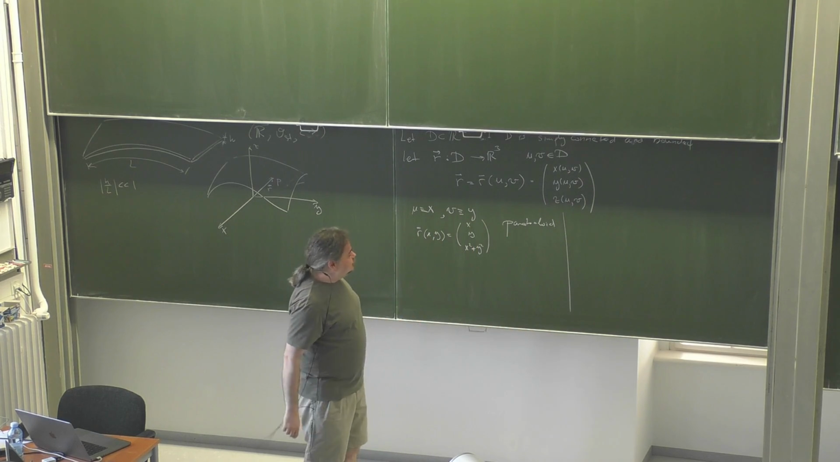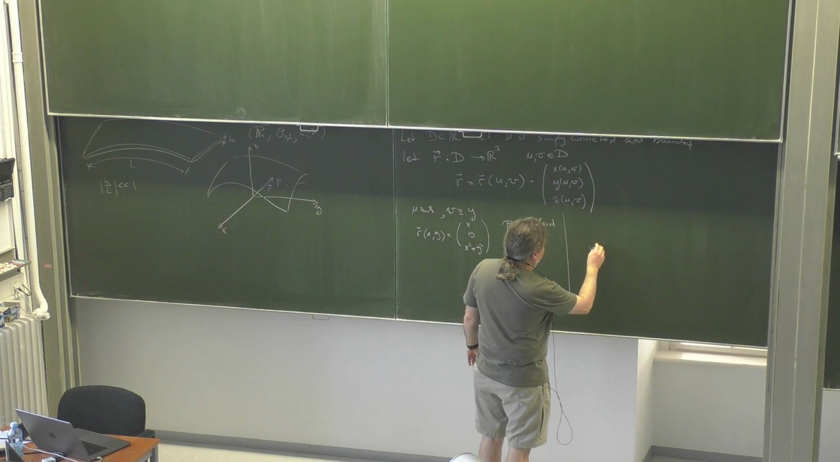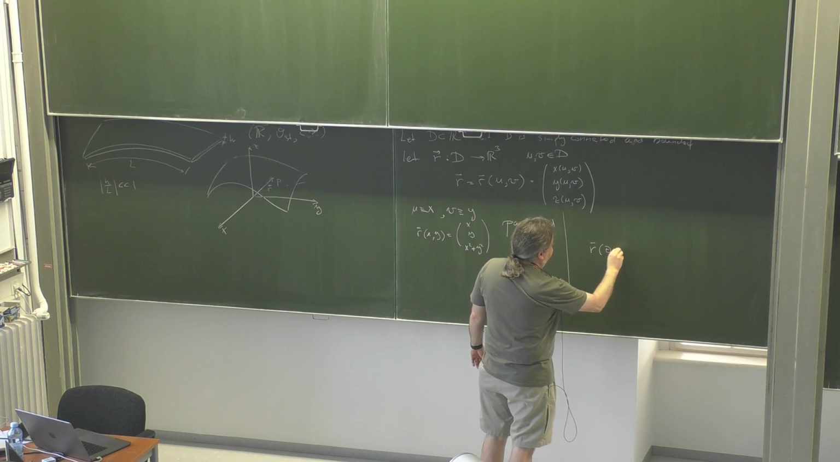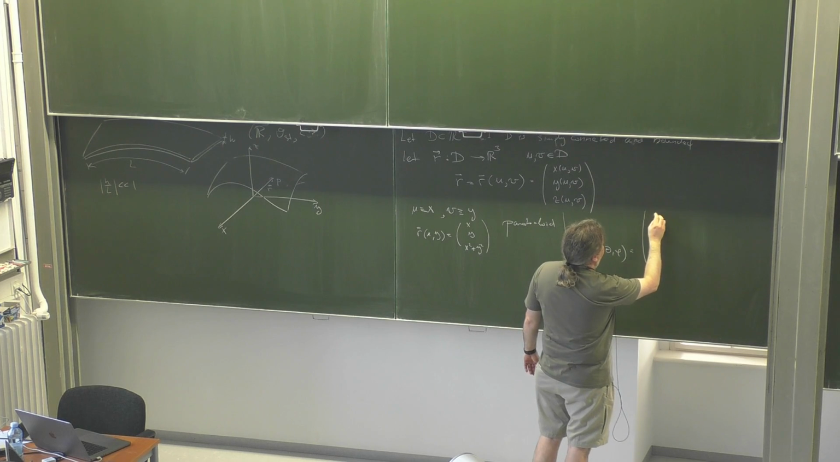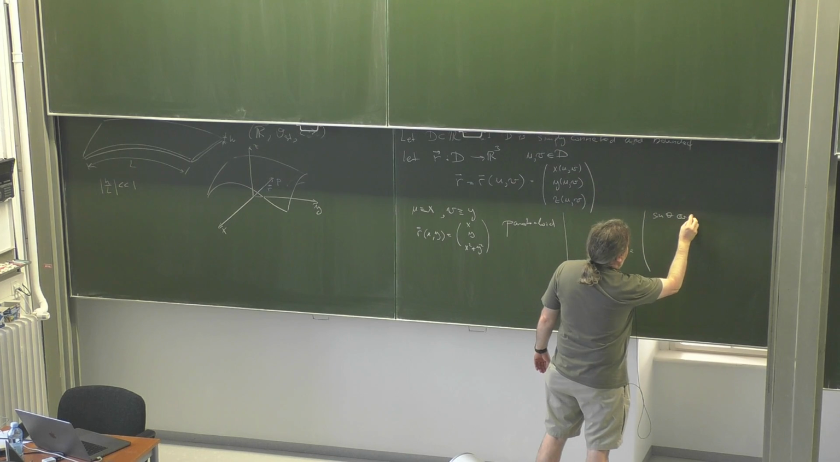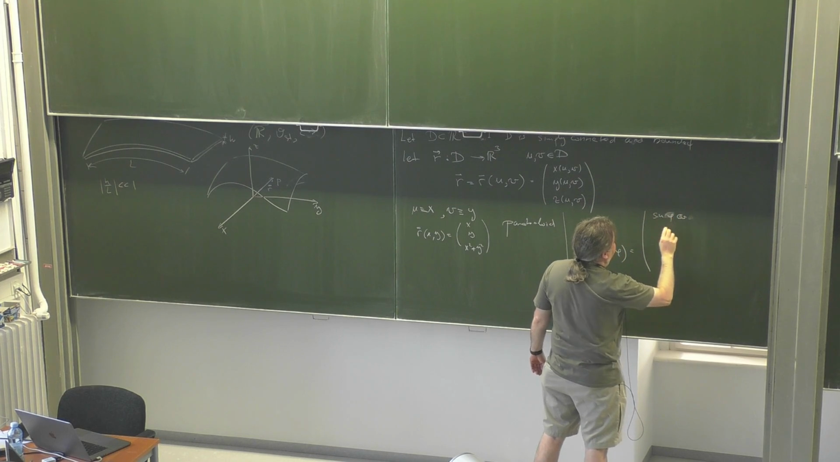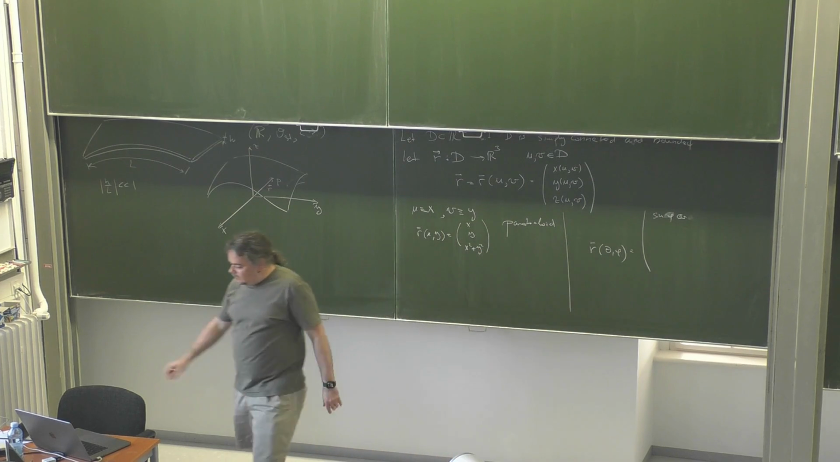I can also write something like this. R of theta and phi, for example. So how does this go? This goes sine theta, no, sine phi. I'm going to get a sphere. That's what I want to go with this.